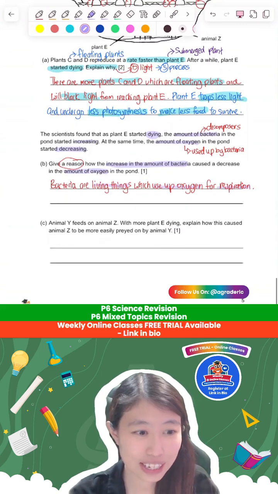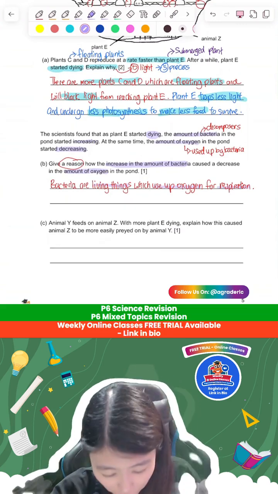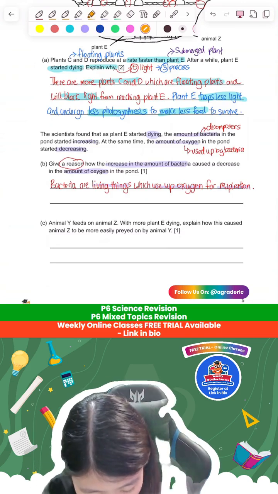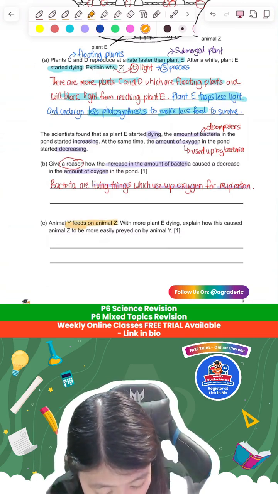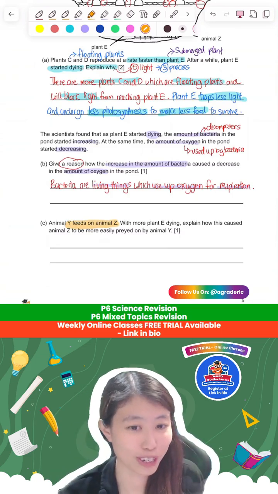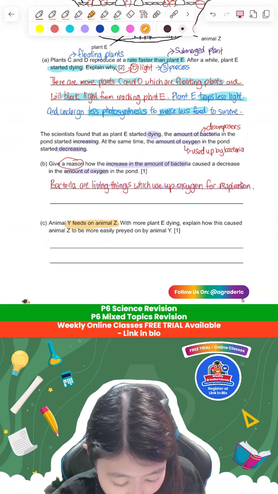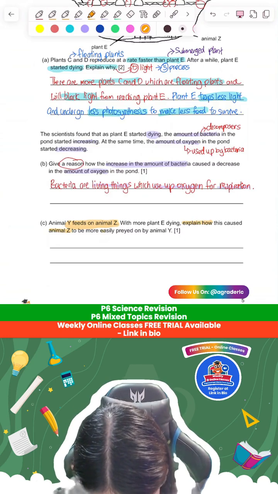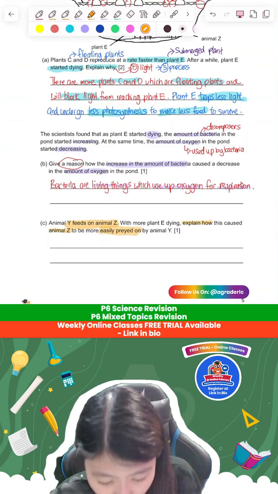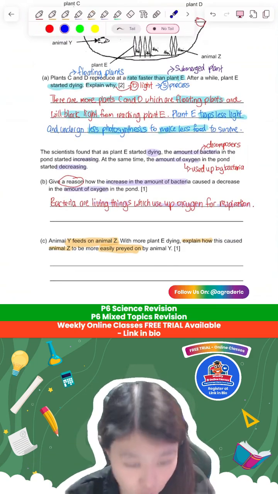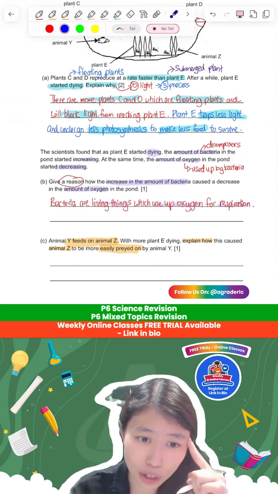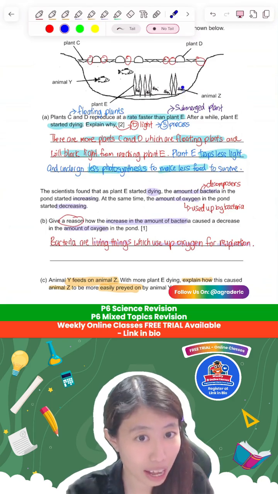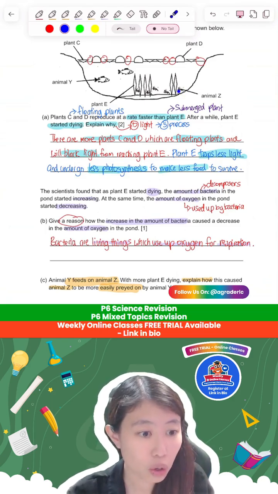I gotta move on. Let's look at C. Okay, so for C, everybody, they said that animal Y feeds on animal Z. This is a bit like your food chain and food web question, okay? Then with more plant E dying, explain how this causes animal Z to be more easily preyed on by animal Y. Now, look at animal Z. You must be thinking, what does it have to do with animal Z? Animal Z is over here. Look at where animal Z is. So, what do you think?